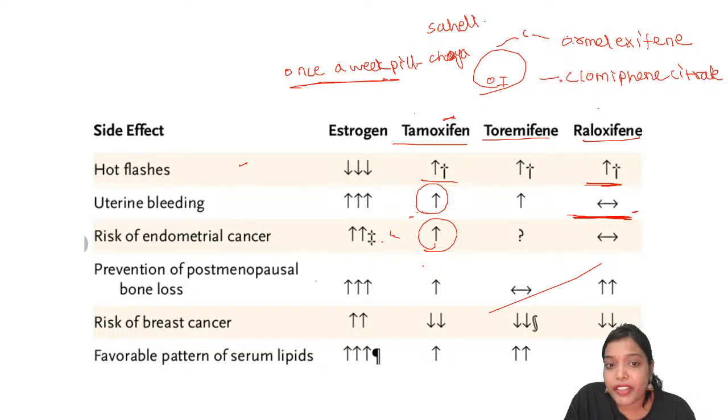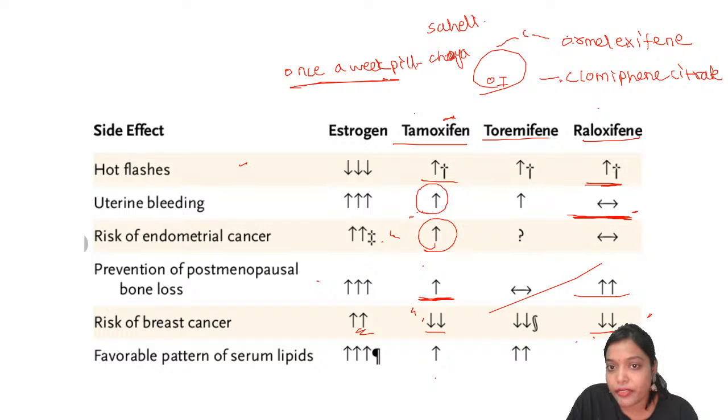Next, prevention of postmenopausal bone loss. Yes, tamoxifen acts like an estrogen. Even raloxifene acts like an estrogen. So that's why raloxifene is used in the treatment of osteoporosis. But as such, for postmenopausal osteoporosis, which is the first line drug, you can answer in the comment box. Both of them decrease the risk of breast cancer. Favorable pattern on serum lipids.